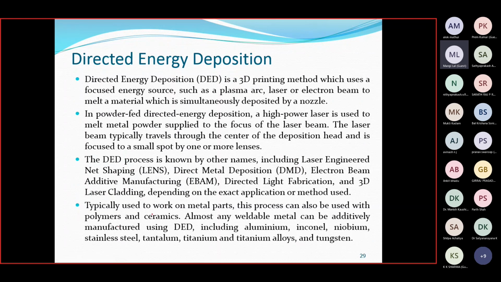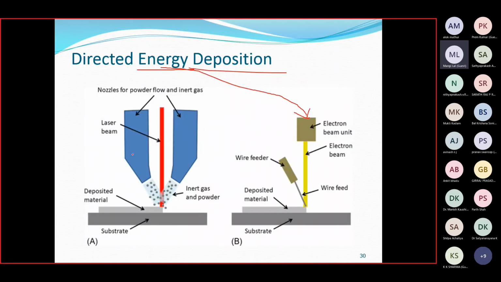Typically used on metal parts, the process can be used with polymer and ceramic. Okay, and metal also can be used at some point, but not that much. These are the two ways, because here we are depositing the energy, that is a laser beam or an electron beam. So that's why we know it as directed energy deposition.